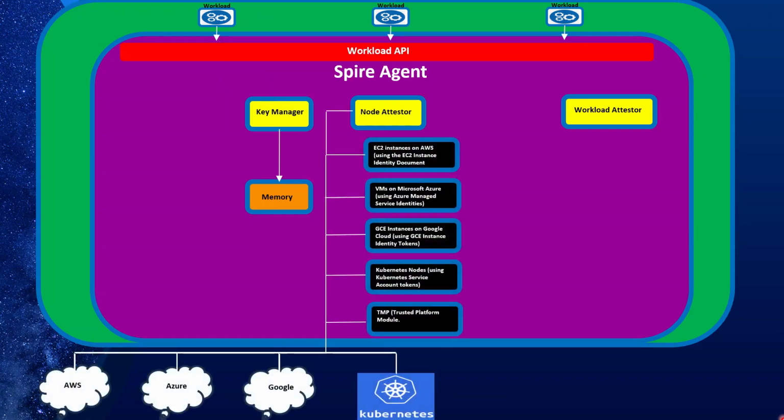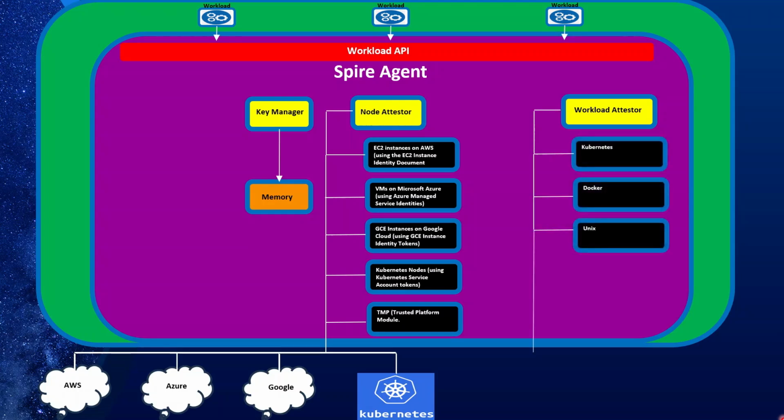And like the SPIRE server, the node attesters on the SPIRE agent also collaborate with the SPIRE server in order to attest the nodes that they're running on. And again, it's the same one that we discussed earlier.